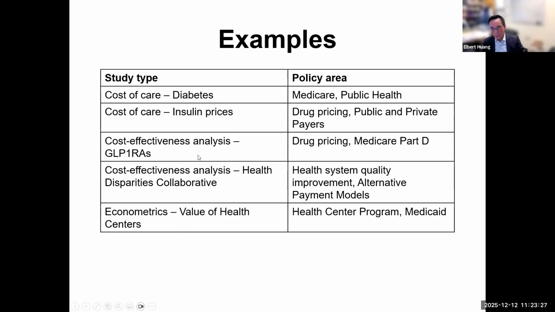I'll show you something we just did earlier this year on GLP-1 RAs, on their cost effectiveness analysis. And then actually, this is a quite important study. This is actually a study about delivering care better and thinking about delivering care better as an intervention, not just a new drug, but delivering existing therapies. And then lastly, I'll show you a paper that used more econometric methods to study the value of federally qualified health centers.